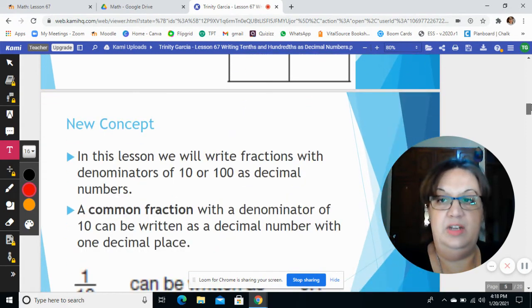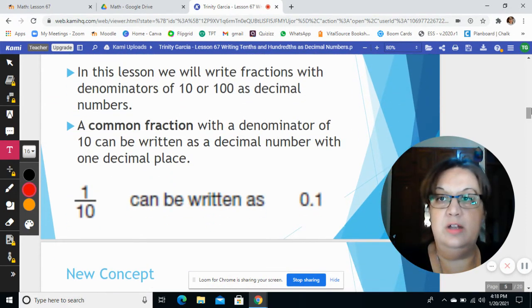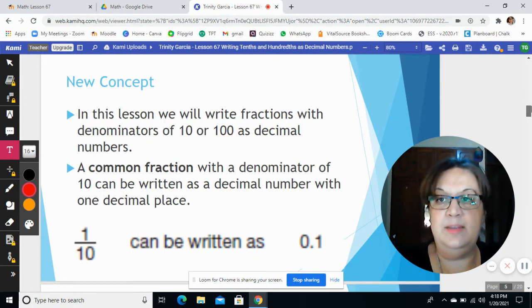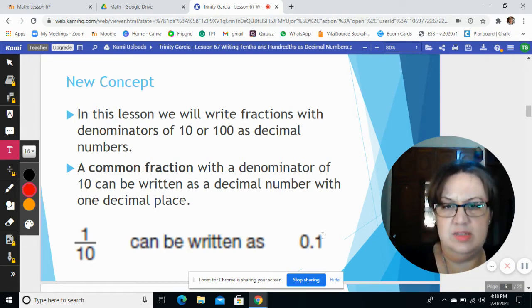Okay, moving on. This is our new concept for today. In this lesson, we will write fractions with denominators of 10 or 100 as decimal numbers. A common fraction with a denominator of 10 can be written as a decimal number with 1 decimal place. Okay? Just like we did yesterday towards the end of our lesson.